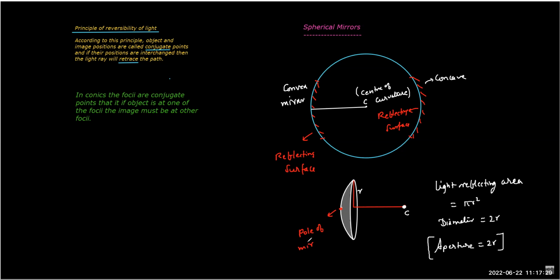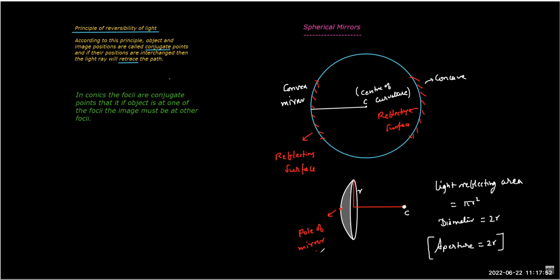Pole of mirror. So center of curvature is the center of that sphere of which the mirror is a part, and pole is the center of the light reflecting area, or you can say center of aperture in a way. You can think that.